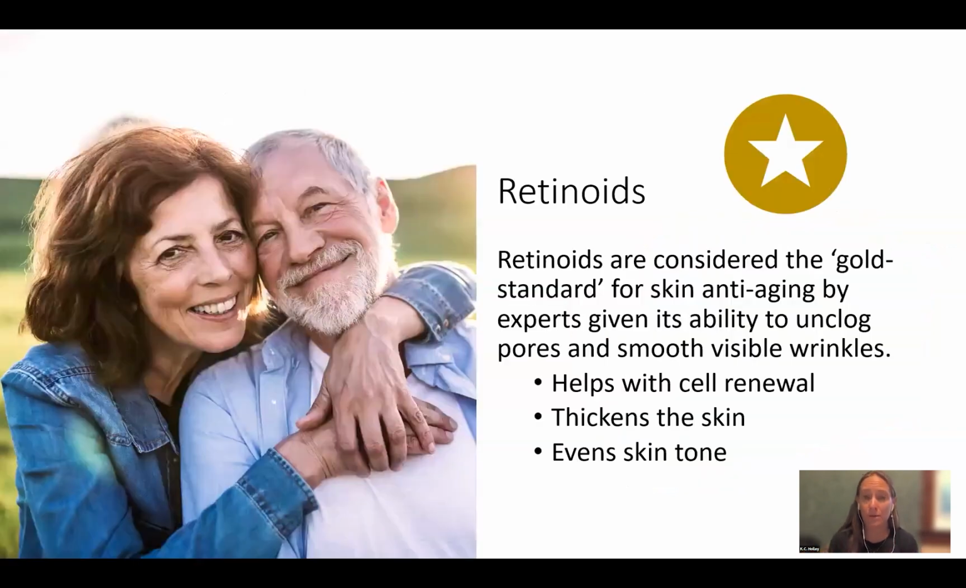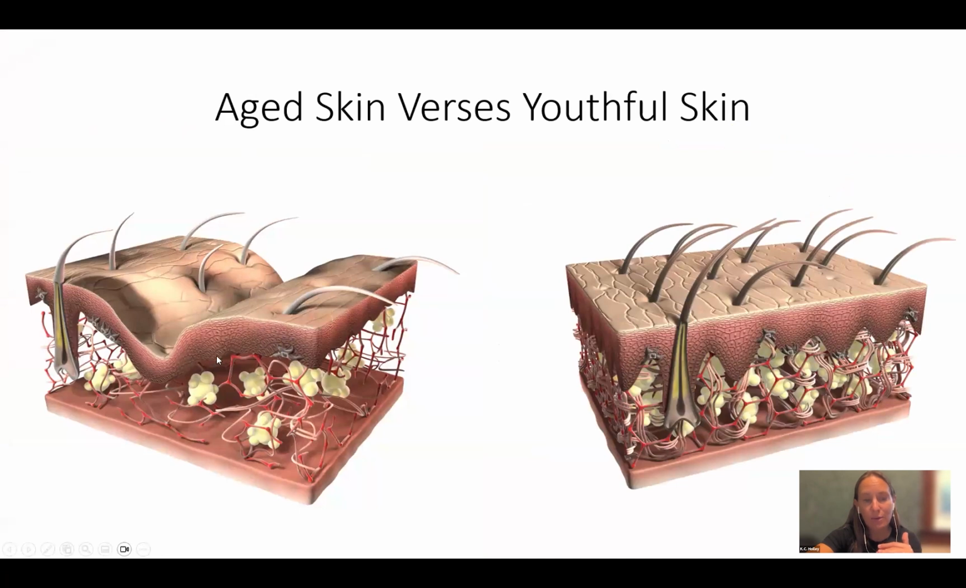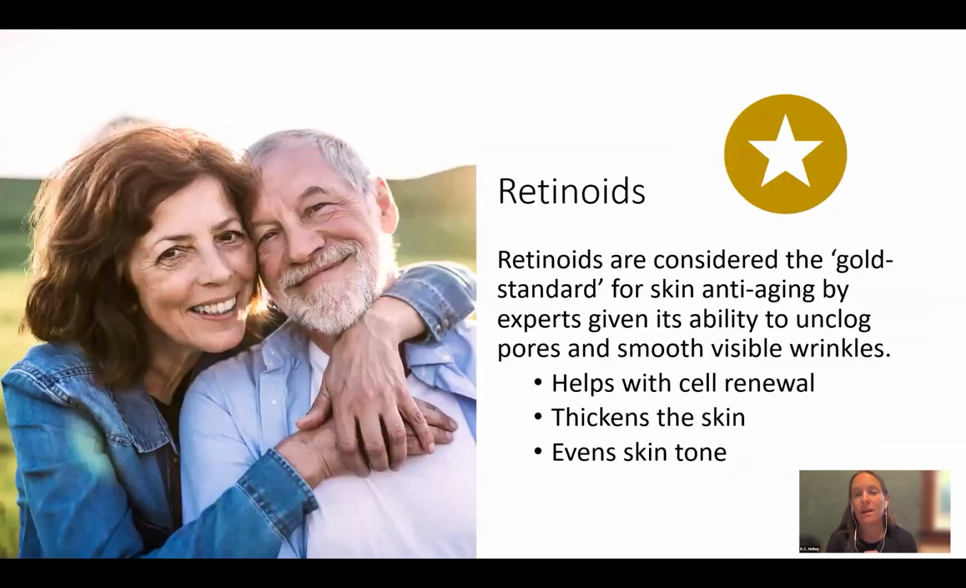So when we talk about retinoids and why they are so great for the skin, the reason for this is because they have a wealth of anti-aging benefits. They can unclog pores, they can smooth visible wrinkles, they can help with cell renewal. So again, if we think back to those images, right? The cell renewal is how, at the basal layer of the skin where that dermal epidermal junction is, how well those are splitting and creating new cells, right? It can thicken the skin and it can help to even skin tone.